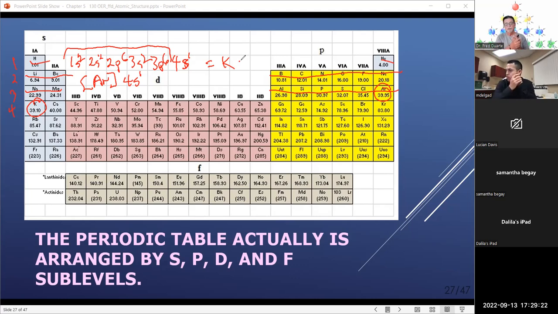Which way we write it depends. If the question says don't do shorthand, then you have to do it longhand. If it doesn't say not to do shorthand, feel free to write it shorthand. Okay? And that would be for potassium. And guess what? Shorthand for calcium would be argon, same thing, but 4s2 for calcium. Okay, and so forth. All right, so let me maybe stop it here. On number 27.